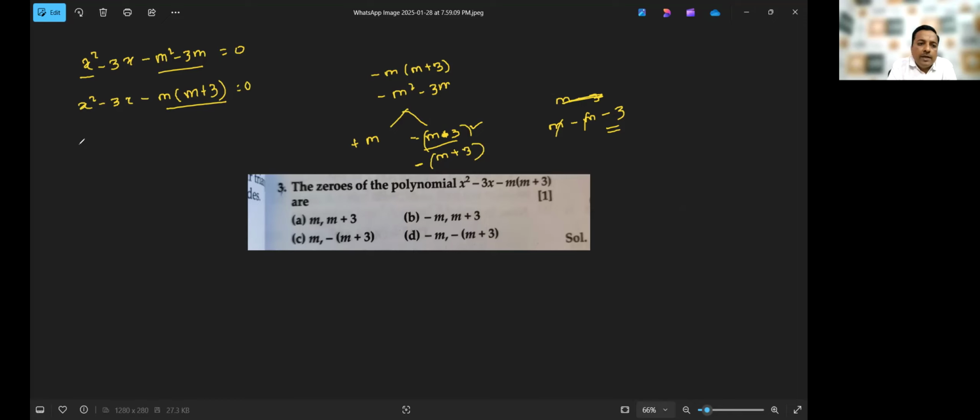सो हमारे फैक्टर्स यहाँ पे लिखेंगे: x स्क्वायर प्लस mx माइनस (m plus 3)x and then minus m into (m plus 3). So this is the middle term. This one is the middle term. So अगर इसका एक ग्रुप बना और इसका एक ग्रुप बना, so the bracket x plus m minus this bracket is same. देखो, m plus 3. तो m plus 3.